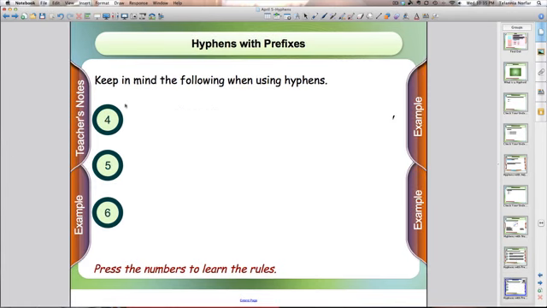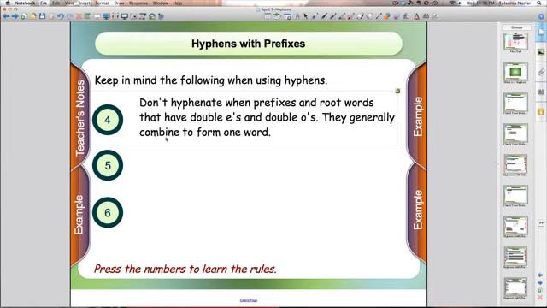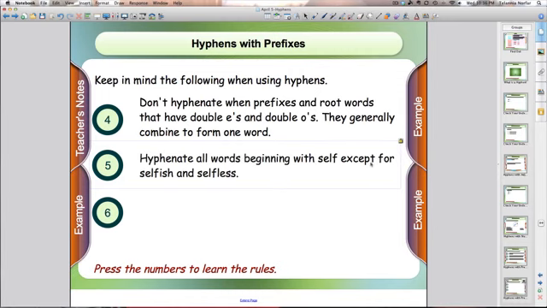Okay, a few more rules. Again, keep in mind these following things. Don't hyphenate prefixes and root words that have double E's and double O's. They generally combine to form one word. Hyphenate all words beginning with self, except for selfish and selfless. Use a hyphen with the prefix EX, period. Again, pause the video until everyone has written down all these rules, and then we'll look at examples.